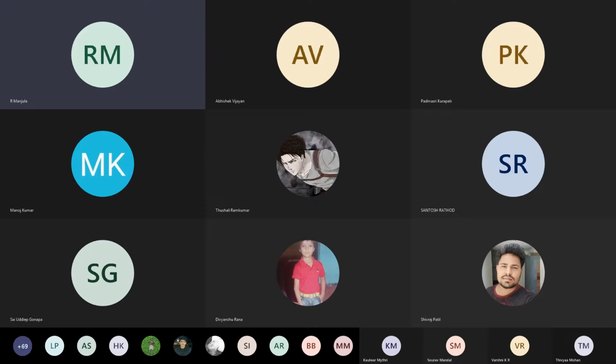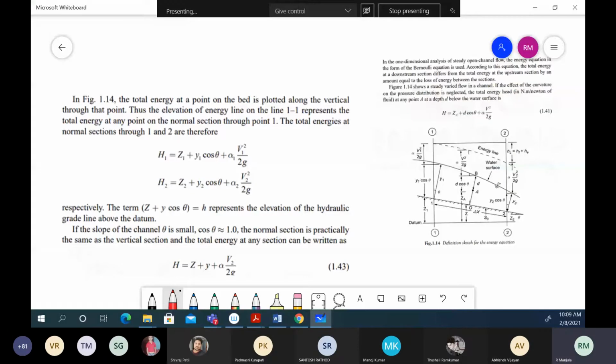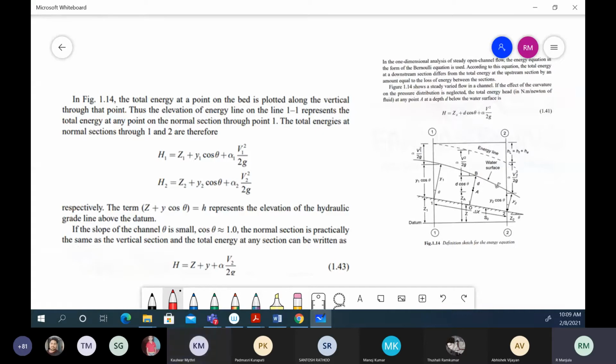Screen is visible or not? I'm writing something else. It's something else I'm writing.